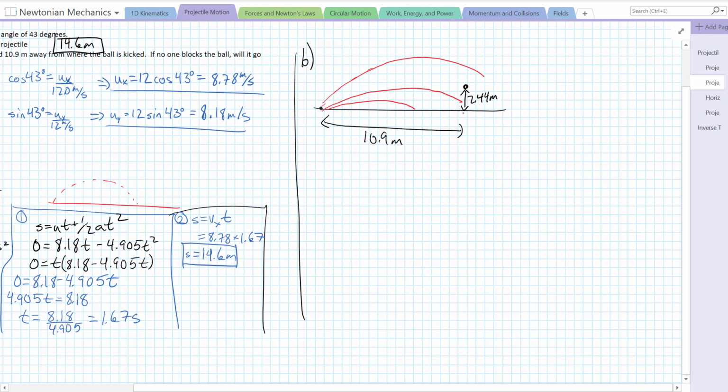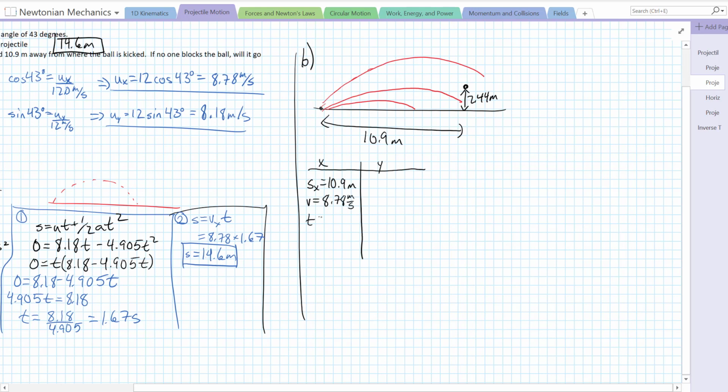So we can start setting up our t-chart. Again, it's going to be slightly different values because we're not looking for the horizontal displacement when the height is 0 anymore. What we're really looking for is the height of the ball when it reaches that goal. So we actually know our x displacement is going to be just the distance to the goal, 10.9 meters. And we already found the initial velocity in the x direction. That's 8.78 meters per second still.